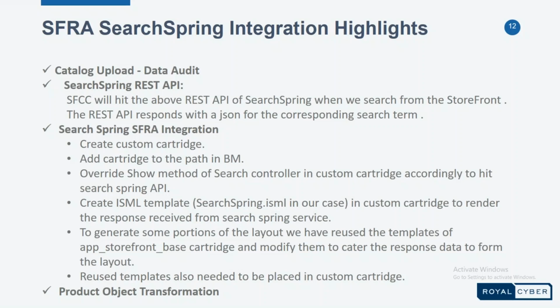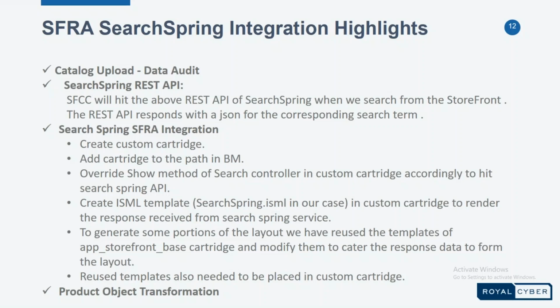Furthermore, SearchSpring sends the response in two formats depending on our choice. They send an HTML response, which we can directly render into our template, or a JSON response, a JSON object, which we can parse and then formulate our page. For our purpose, we just used the JSON, and it's up to the choice.